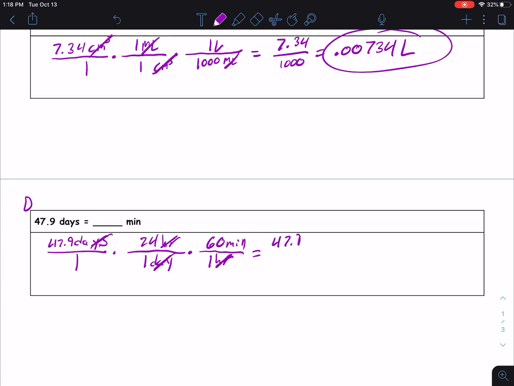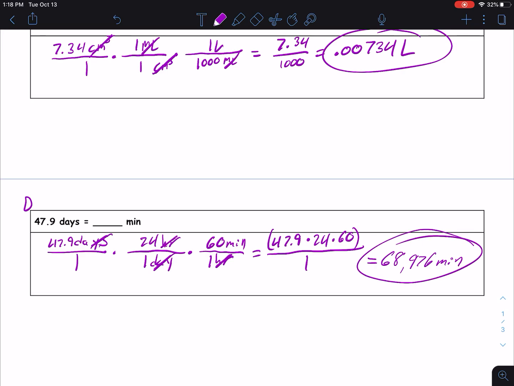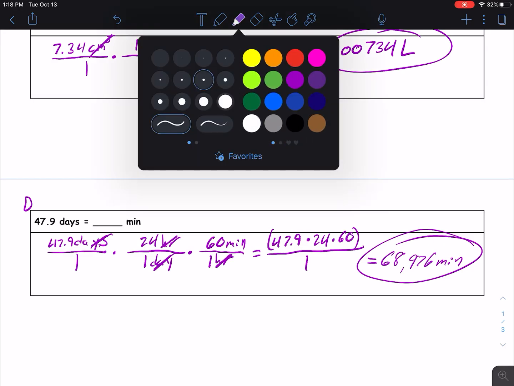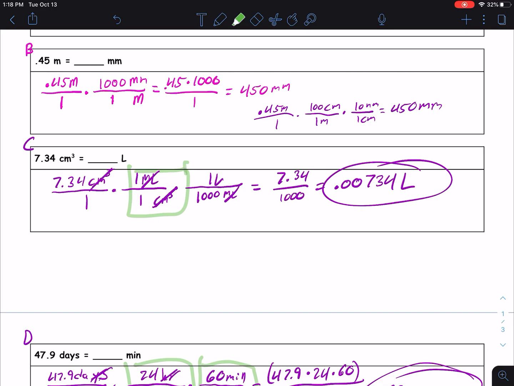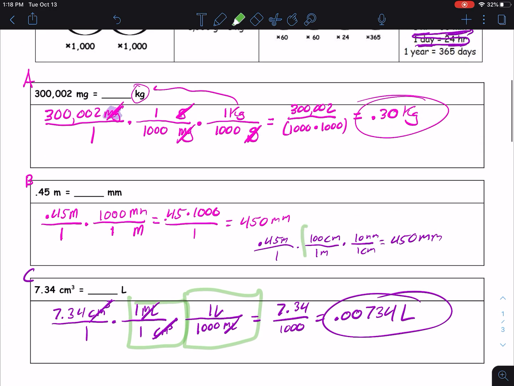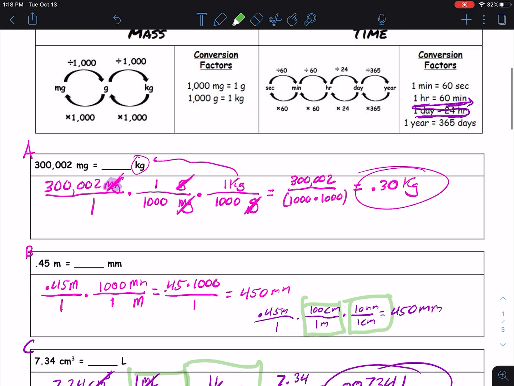So we get 47.9 times 24 times 60 all over 1, which then equals 68,976 minutes. That would be our final answer. So all of these are two-step unit conversions. And again, the reason that they are two-step is because we have 1, 2 conversion factors.